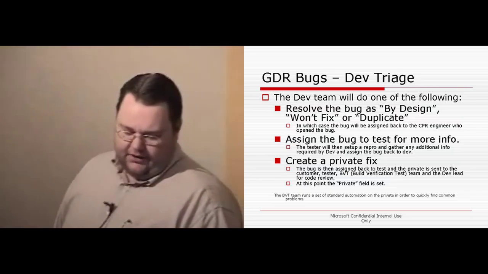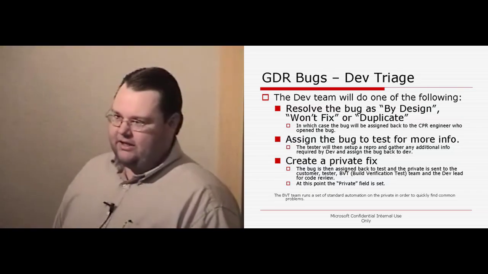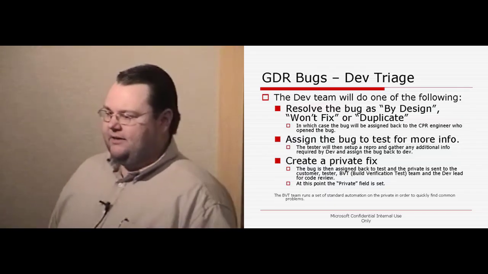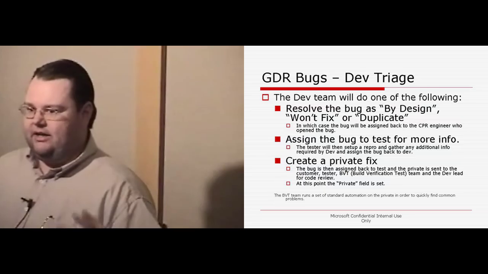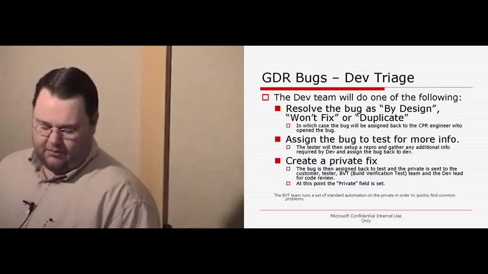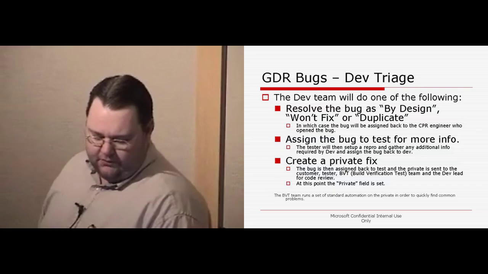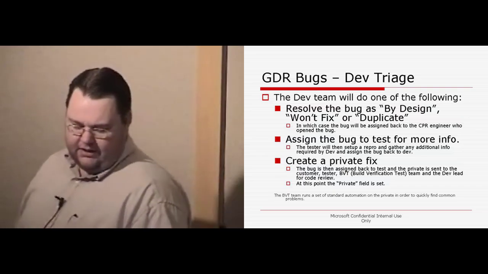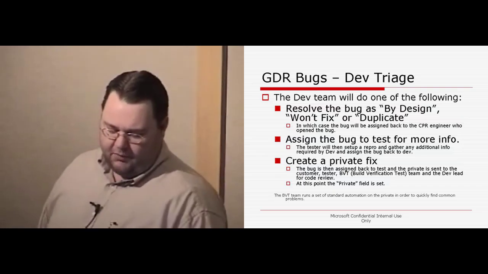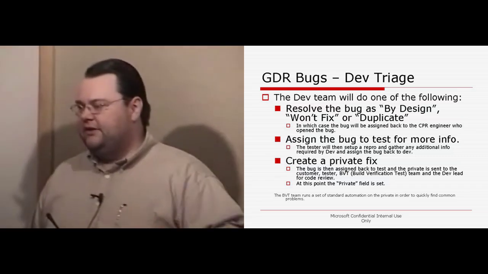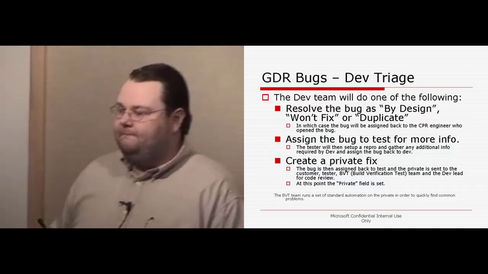They'll run it through a BVT, which is a build verification test, and there's a whole team in the test org that does that. That's basically a set of automated tests that they run against it to find really common problems. And they send it up to their dev lead for a code review. So at that point, a date field in Product Studio named private gets set. And that's the date that they release the private. So, go ahead.